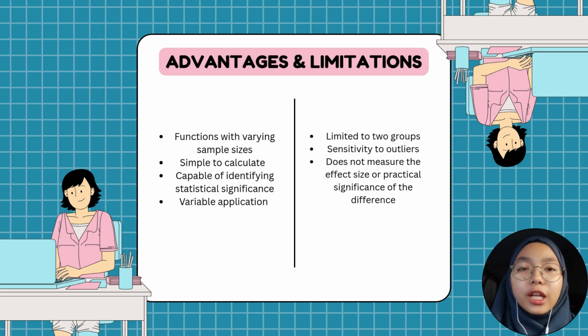Next, I'm going to present the limitations when using the t-test. The first limitation is it is limited to only 2 groups; when there are 3 or more groups, we cannot use the t-test. Second, it is very sensitive to outliers; even a few outliers will affect the t-test value. And last but not least, it does not measure the effect size or practical significance of the data difference.